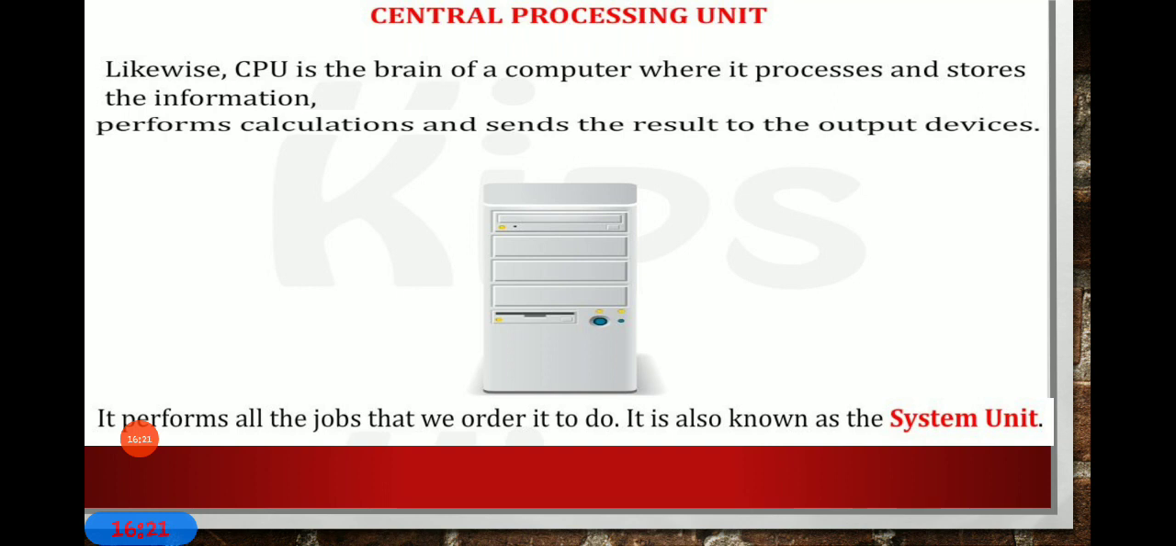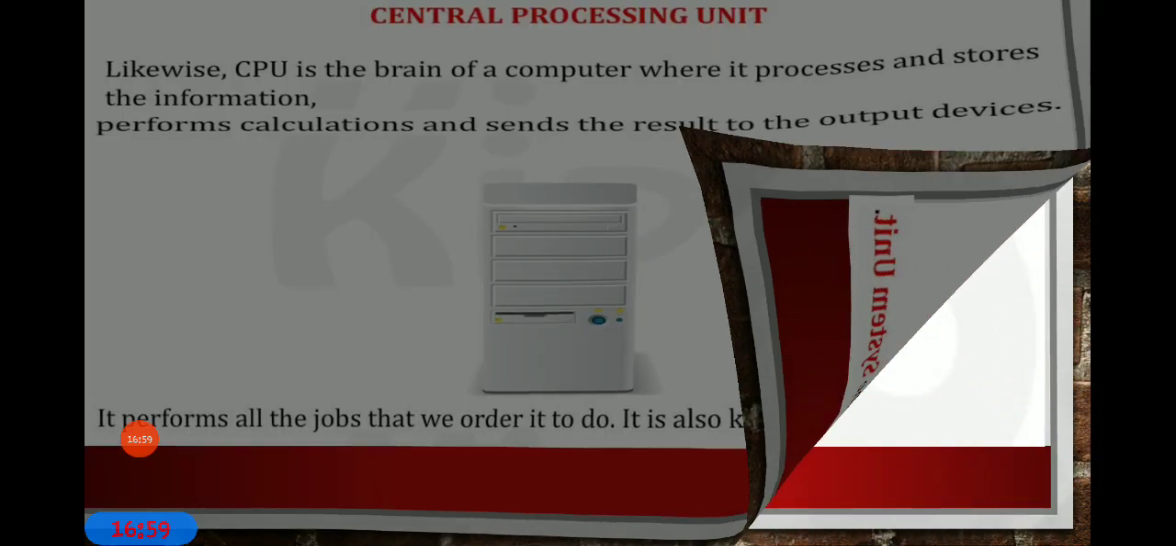In the same way, with the keyboard, which means with input devices, you enter information into the computer. In the CPU, processing happens on that information, and afterward you get output on an output device like a monitor. So what can it do? It can perform calculations and send the result to the output devices. It performs all the jobs that we order it to do. Whatever information or instruction you give to the computer is performed by the CPU. It is also known as a system unit.